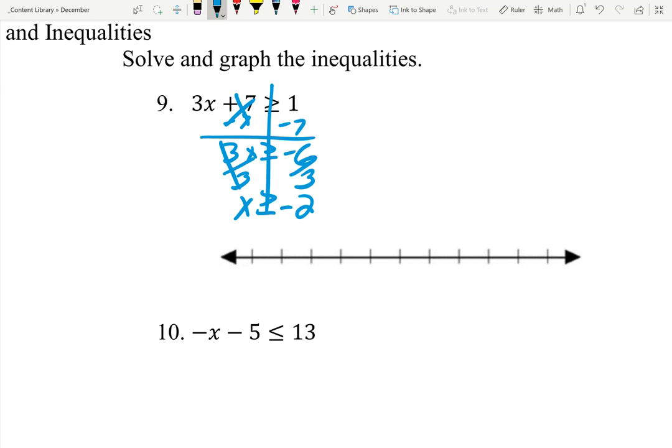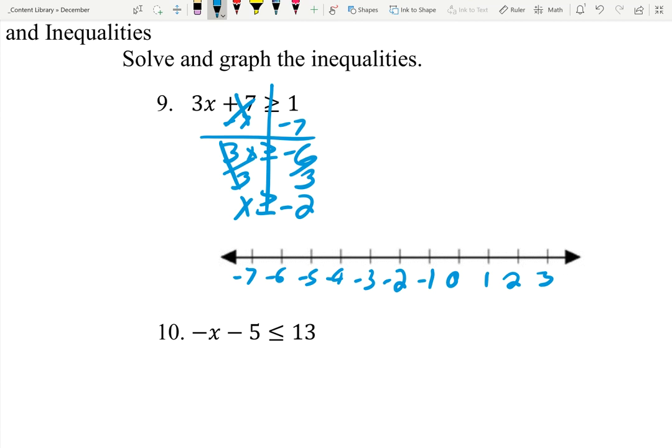Now, that's our answer. Now we need to graph it. So what I like to do is just put negative 2 somewhere in the middle of the graph. So I'll surround it with its neighbors, negative 1, 0, 1, 2, 3, negative 3, negative 4, negative 5, negative 6, negative 7.